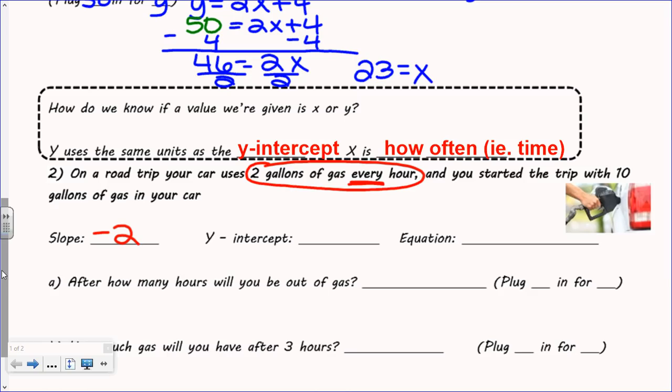And then you started the trip with 10 gallons of gas. So your y-intercept is your 10 gallons, right? And I put the unit just so we can help identify when we're solving later. So now we know our slope is -2, our y-intercept is 10 gallons. So our equation is y equals -2x plus 10.